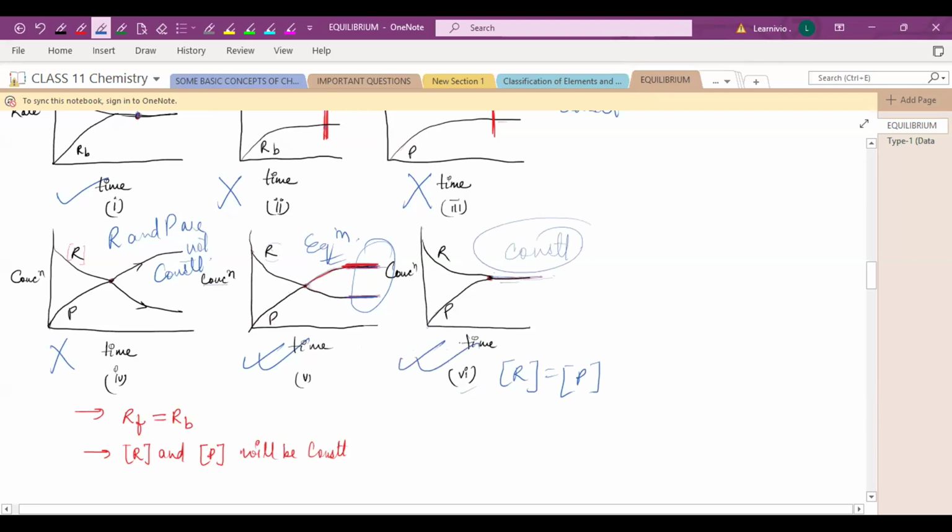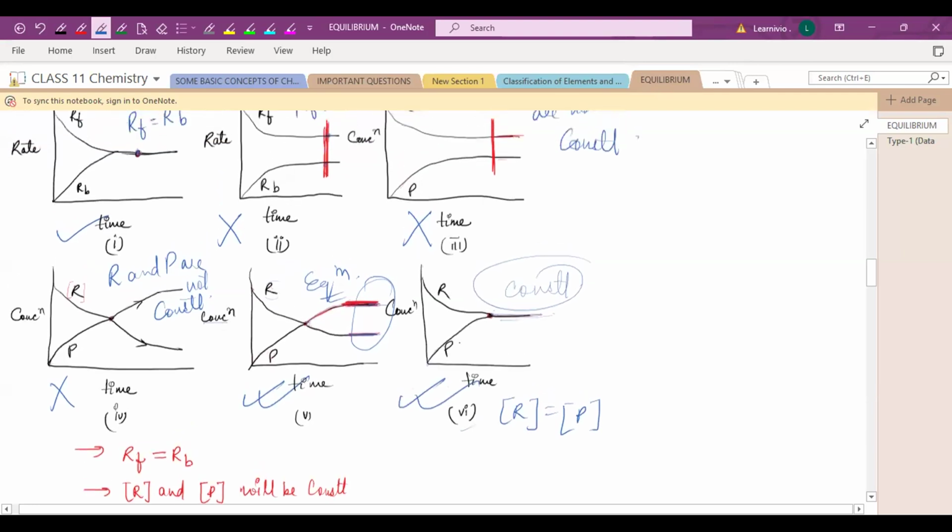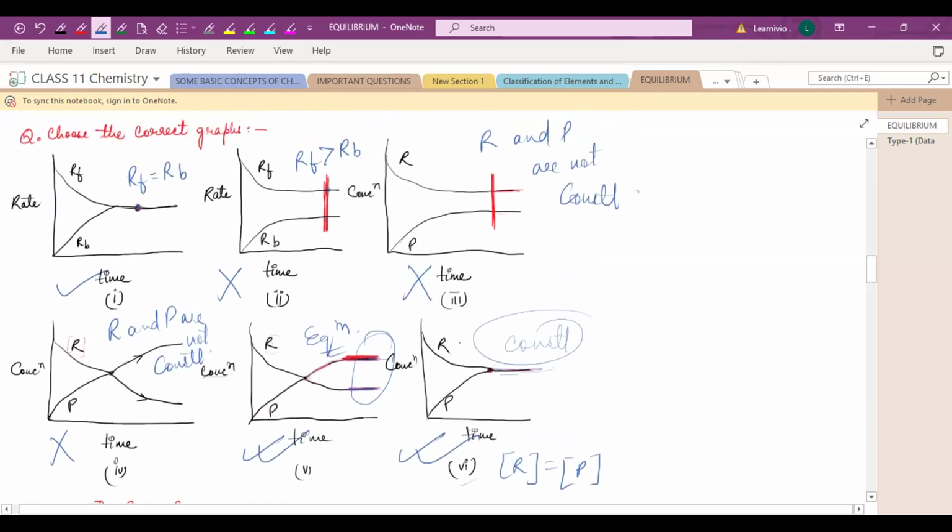So your fifth graph and the sixth graph are correct. You should know how to read the graph. If you know how to read the graph, you can easily do graph type questions. Clear to everyone? If there is any doubt, you can ask. Any doubt? No. Okay, just draw quickly.